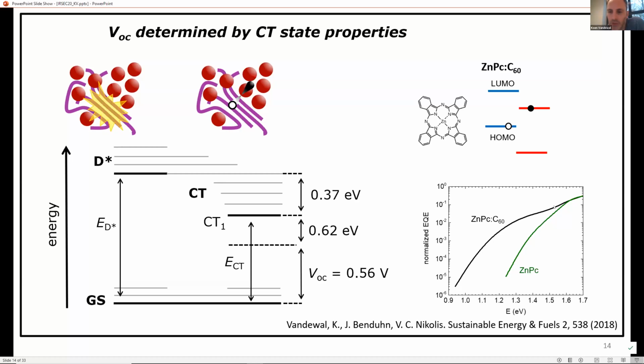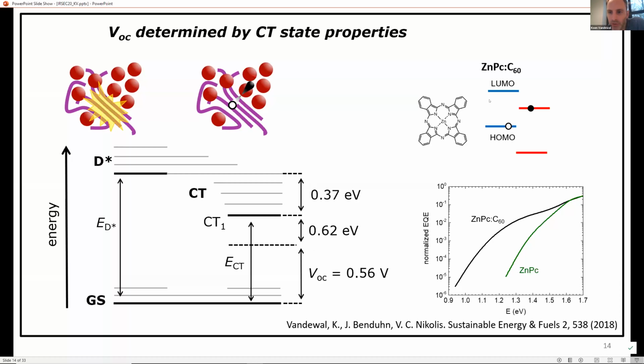And from the band gap of this CT state, we can determine all these energetics, and we see that in the electron transfer process, we lose in this case almost 0.4 eV. VOC is about half a volt, and that's because we lose another 0.6 eV. So you see, from exciting the donor, we lose about 1 eV, in part because of electron transfer and in part because of this loss.